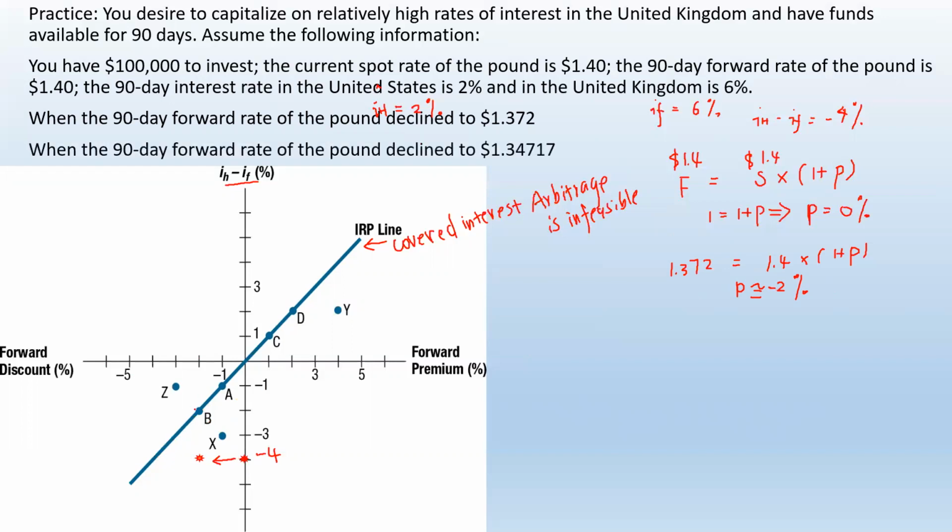And finally, when the forward rate declines to 1.34717, we can find out P equals negative 4%. And it's right on this line, which means at this status, covered interest arbitrage is infeasible. And the US investor will earn 2%.